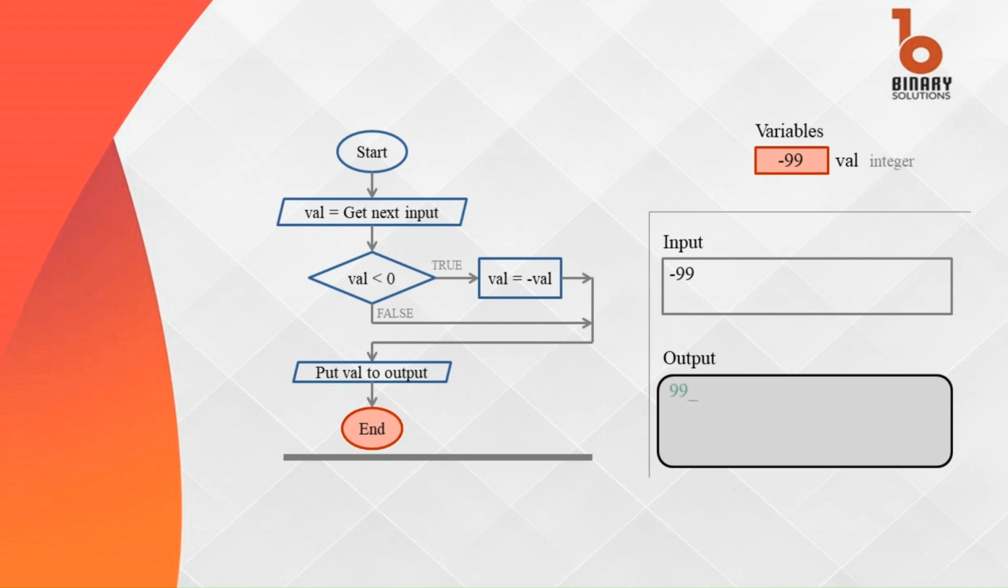This is a clear example of how an if branch can be used to modify values based on specific conditions, ensuring the result is always a non-negative number.